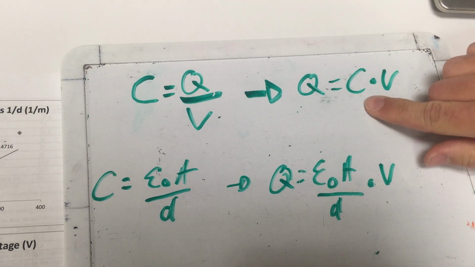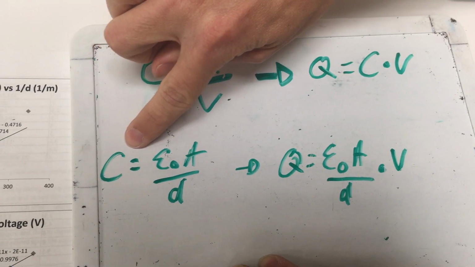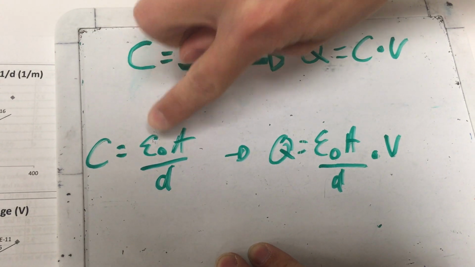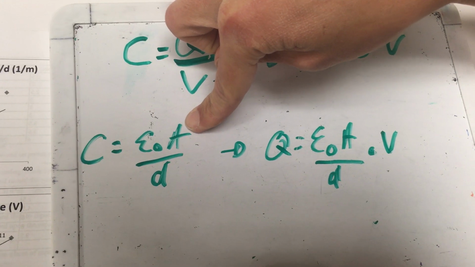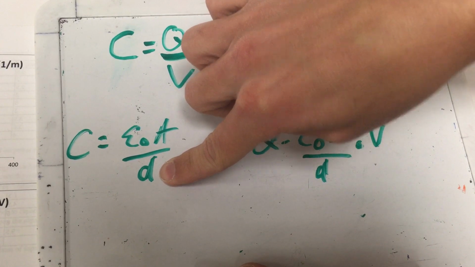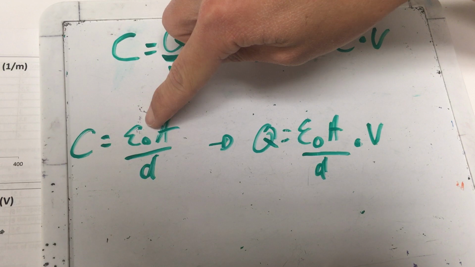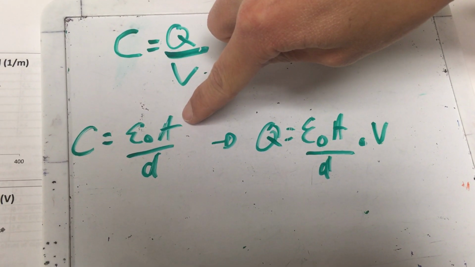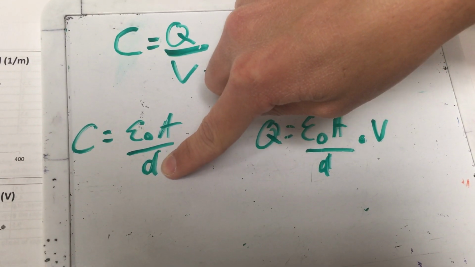And then we have a separate equation which equals capacitance. That is that capacitance is permittivity of free space, which is a constant, multiplied by the area, which is the area of the parallel plate capacitors, which is also constant, divided by the distance between the two plates. So this is basically saying how easily the charge can move through air, multiplied by how much space it has to move over, divided by how far it has to go.